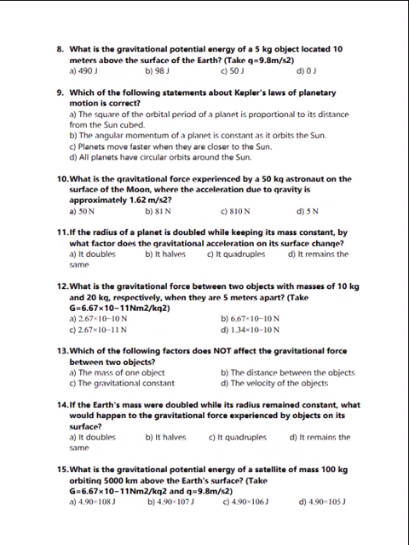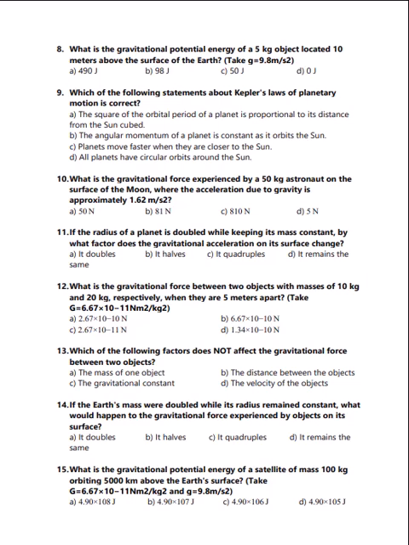What is the gravitational potential energy of a 5 kg object located 10 meter above the surface of the Earth by taking g equal to 9.8 meter per second square? So the options are 490, 98, 50, or 0 joule. So the answer is A, 490 joule.